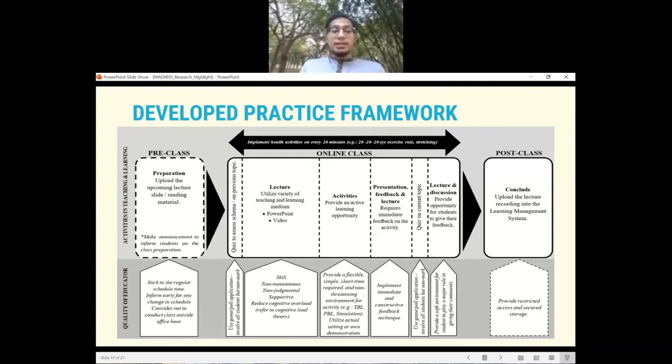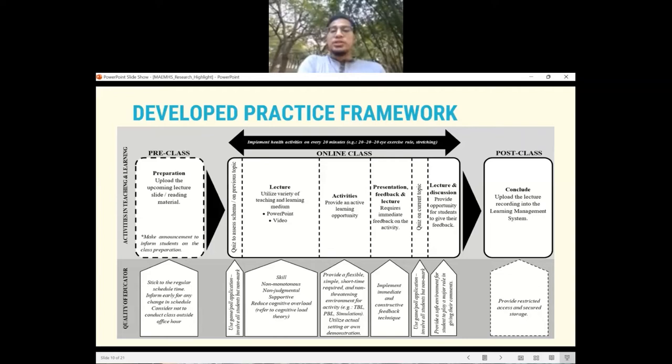Second, the activities in teaching and learning are divided into three parts. The first is the pre-class, meaning we need to prepare early. We need to upload whatever material we have in the learning management system and announce it to them. During the class, it is divided. First, we have some activities to help them recall. The second is the lecture, didactic learning. The third, we have some activities to reinforce the lecture, and then we provide feedback at the same time.